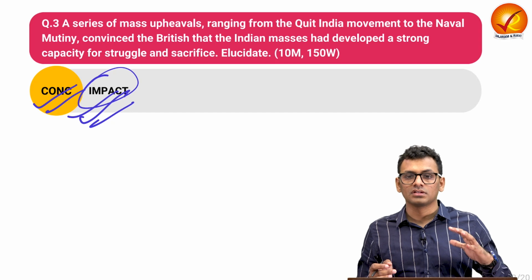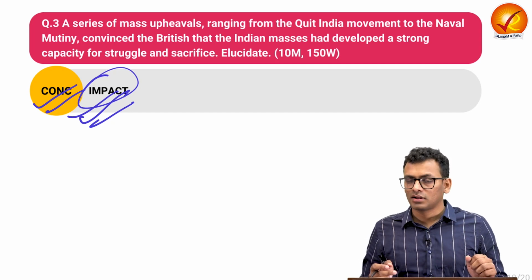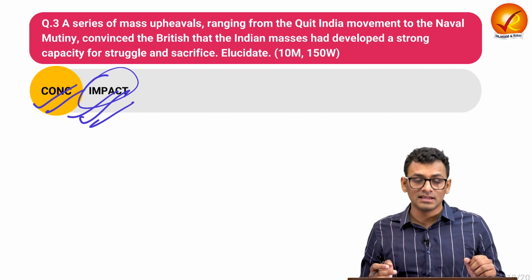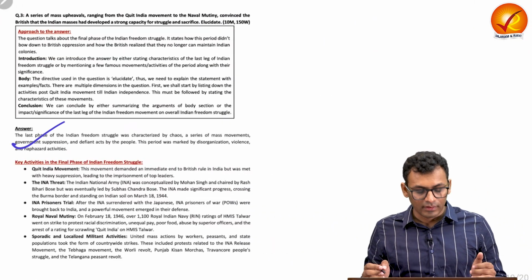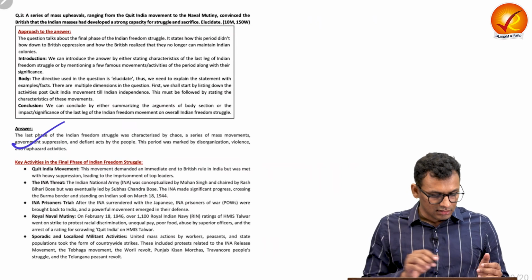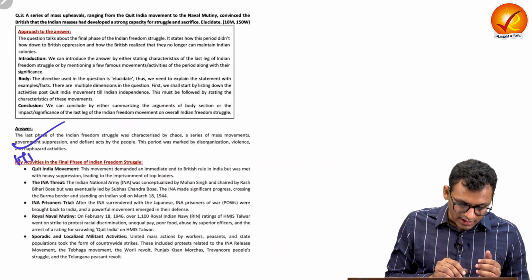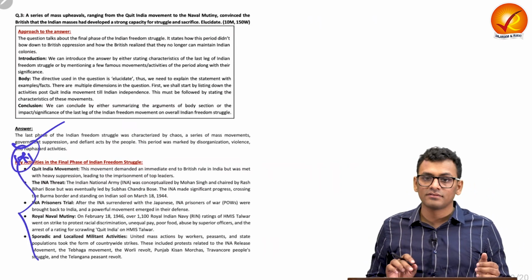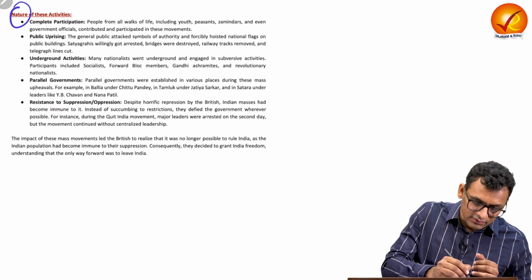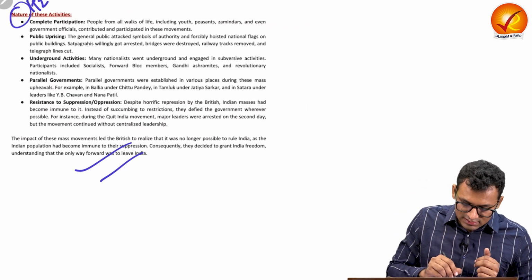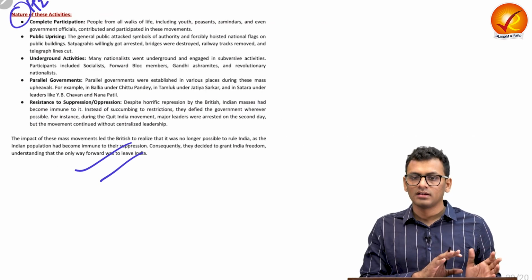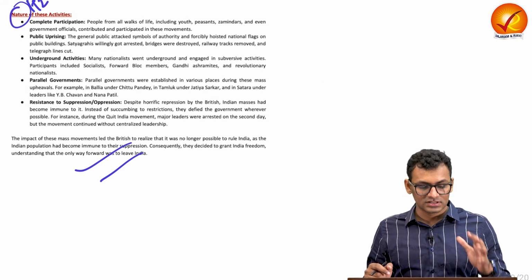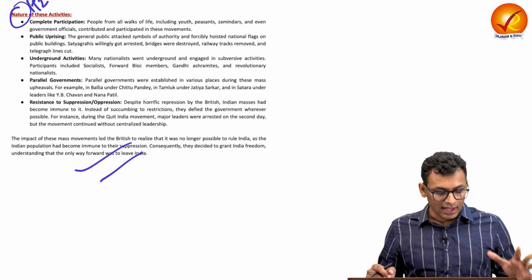So that is all for question number 3's conclusion. Let us see the model answer and understand how we can inculcate the same in our answer writing practice. In the introduction, we can provide the context. In the body, in the heading 1, you can list down the key activities in the final phase and nature of the activities in the heading 2, and lastly the ultimate impact of those activities and how it ultimately led to India's freedom. So that is all for question number 3 and for today's session.